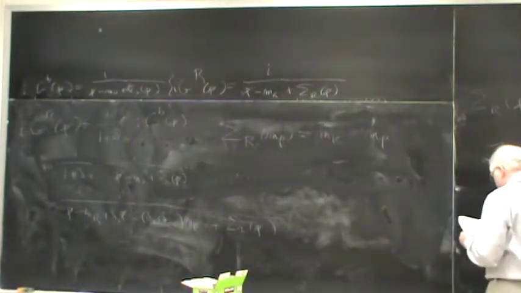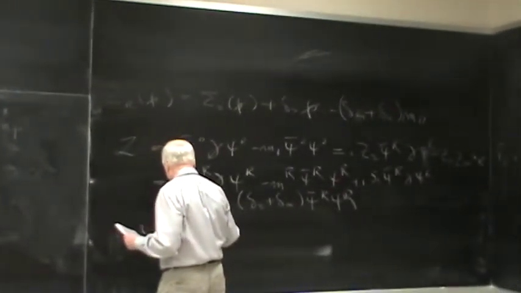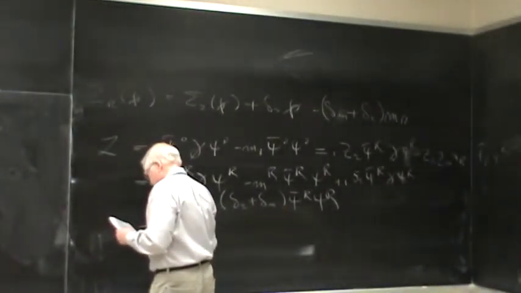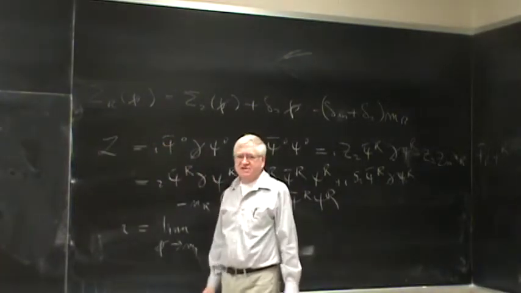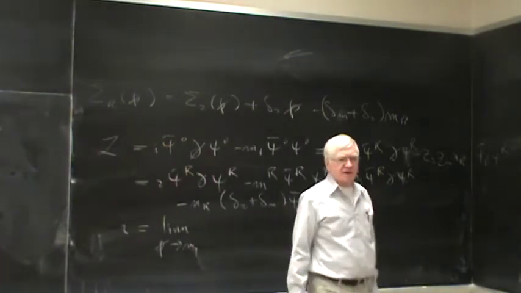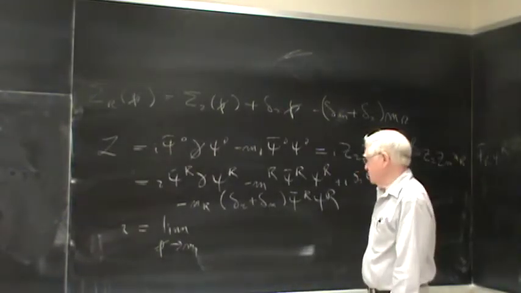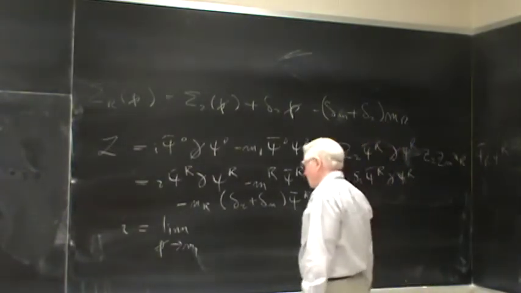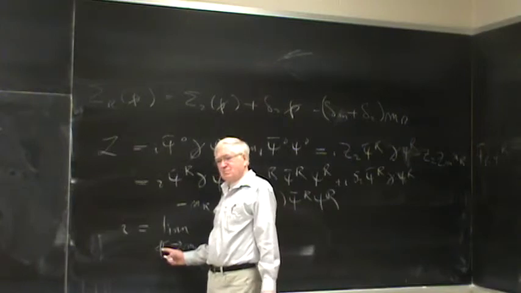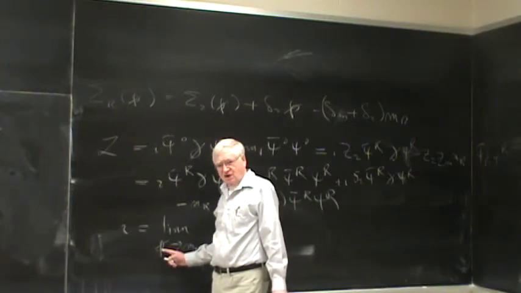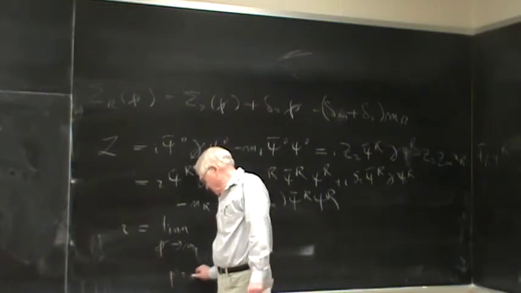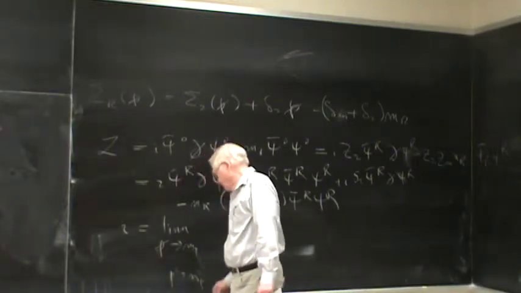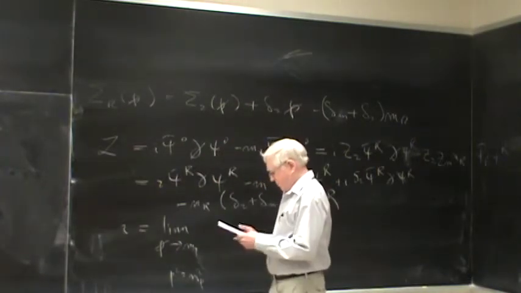So we say i is the limit P slash going to M_P. And now you might say to yourself, what is going on here with P slash going to M_P? What we really mean here is that P goes on mass shell, in other words, P squared equals M squared. Anyway, he writes it this way.